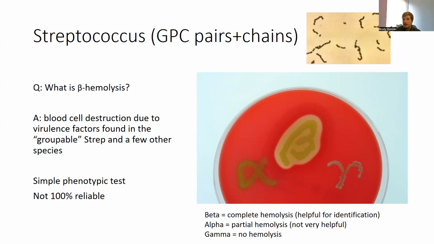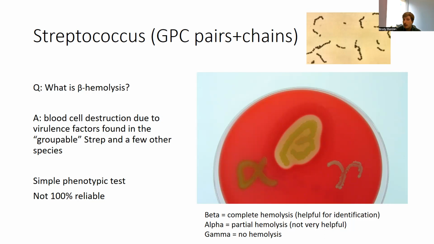But just to be aware, that is what alpha comes from. I don't know why alpha is first and beta is second. Similarly, I don't know why gamma hemolysis is the description for no hemolysis. You think it'd be easier to just say non-hemolytic. But this is when you have an organism that is not causing any destruction of the red blood cells underneath.